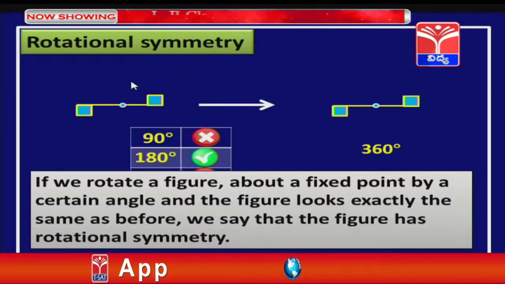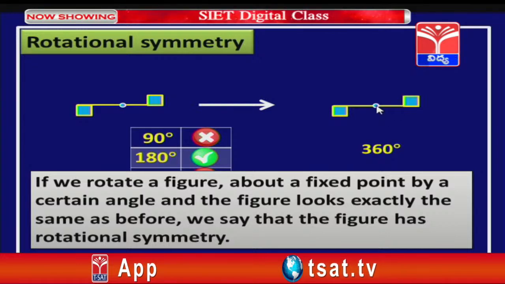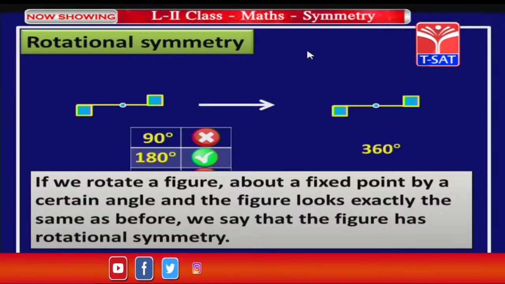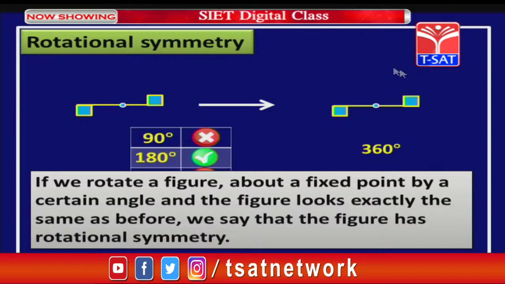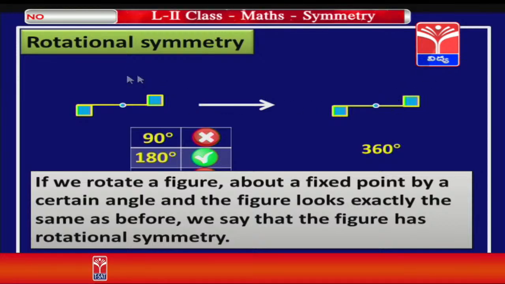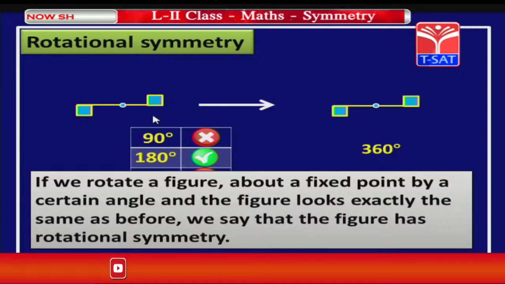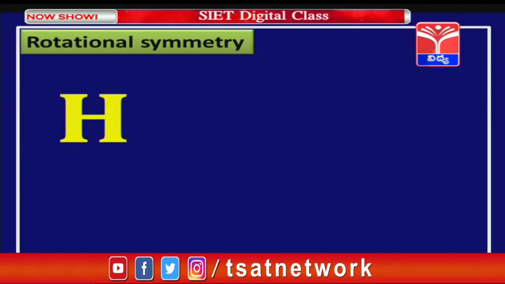If we rotate a figure about a fixed point. Now, this figure we have rotated about this fixed point, isn't it children? Again by a certain angle. So, 1 degree, 2 degrees, 3 degrees, and so on, up to 360 degrees we have moved. So, what happened? We got a figure which looks exactly like the one which we have taken. Then we say this object or this figure has rotational symmetry. Got it children?